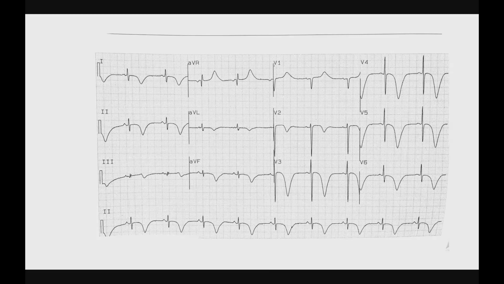Axis. I can see both positive and negative deflection in lead 1 and aVF, and predominantly negative QRS in V1, V2, V3, and also V4, and positive QRS from V5 and V6 leads. So probably a left axis deviation, but I'll have to see if it meets the criteria.